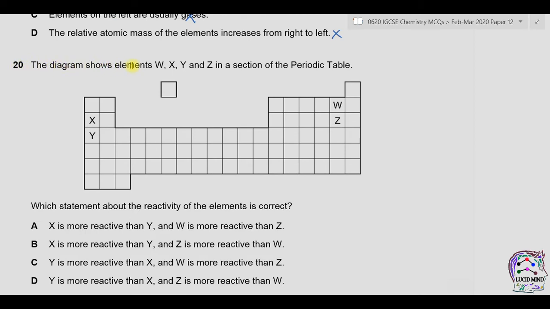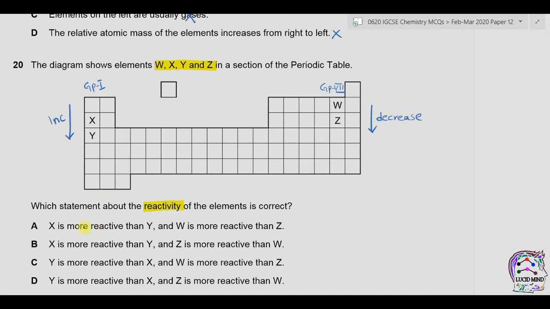Question 20. The diagram shows elements W, X, Y and Z in a section of the periodic table. We can see X and Y are in group 1 and W and Z are in group 7 of the periodic table. Which statement about the reactivity of the elements is correct? X and Y are present in group 1 of the periodic table, which is also called alkali metals, and the reactivity of alkali metals increase down the group. W and Z are present in group 7 or group 17 of the periodic table, and the reactivity of halogens decrease down the group.